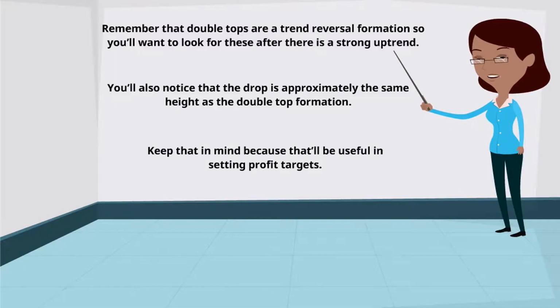Remember that double tops are a trend reversal formation, so you'll want to look for these after there is a strong uptrend. You'll also notice that the drop is approximately the same height as the double top formation. Keep that in mind because that'll be useful in setting profit targets.